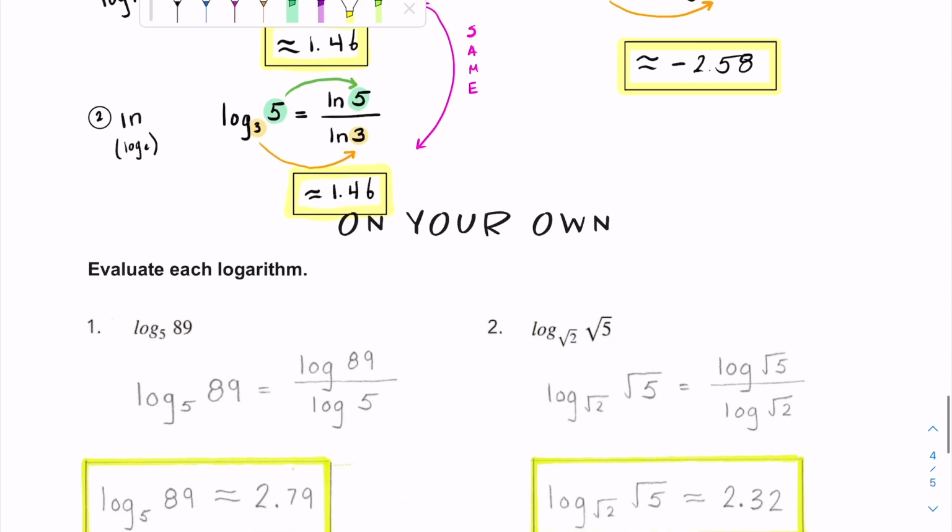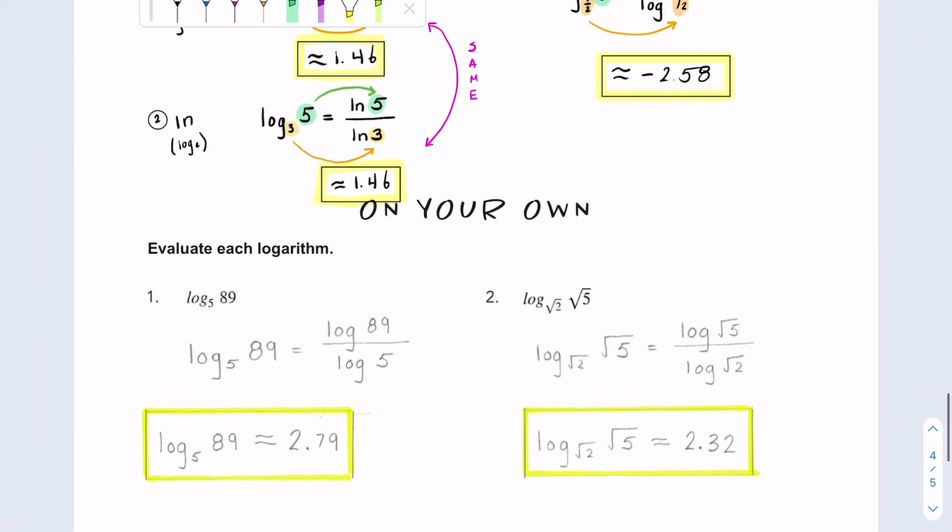Okay, and here you can check your answers on your own, so just try those by yourself. And let me know if you have any questions.